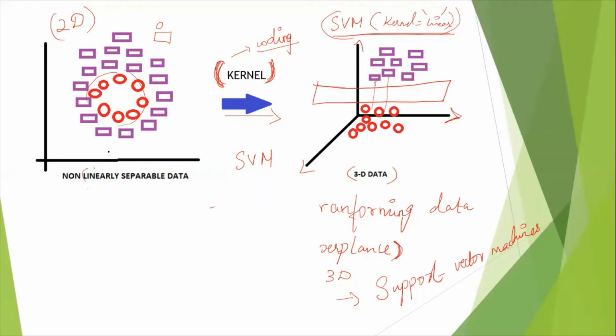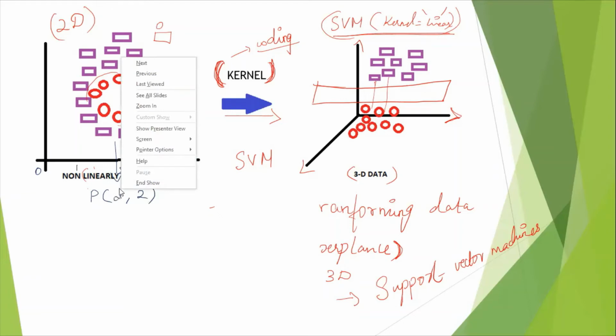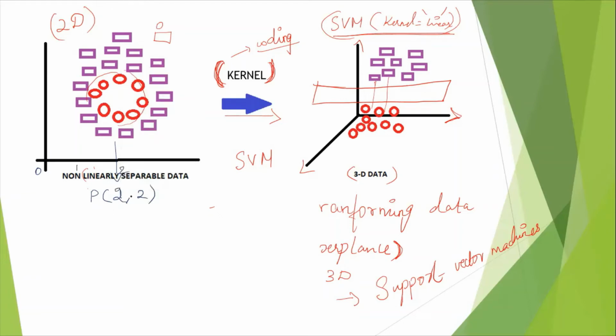See here, if you see the data, you have only 2 points. Suppose this point is 1, 2. This is 0, 1, 2 here. Sorry, 2, 1. This point is 2, 1, okay? So I have to convert this point into a three-dimensional space.